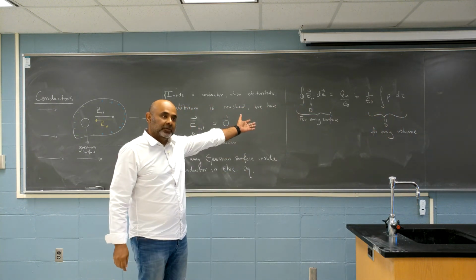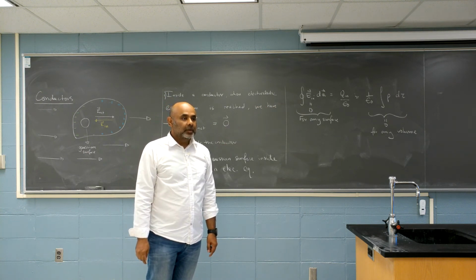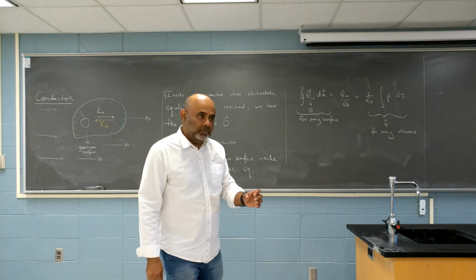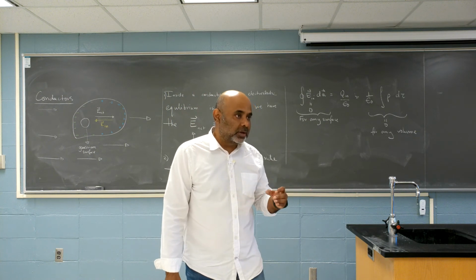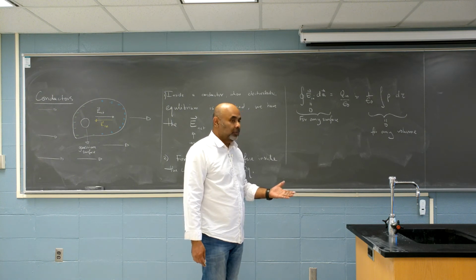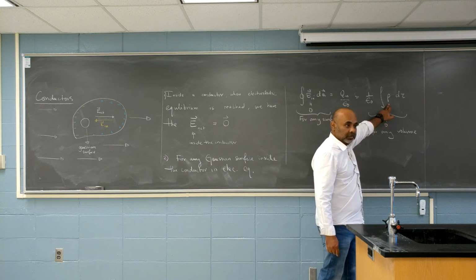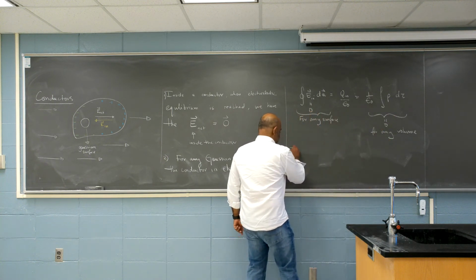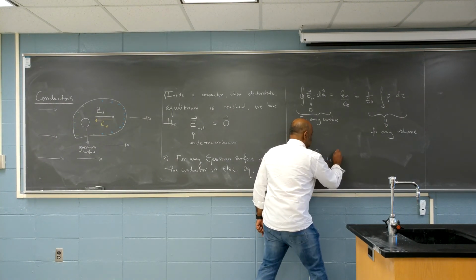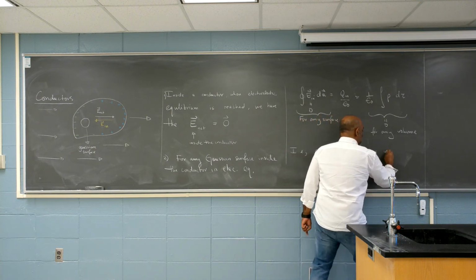Well, if it's true for any surface, that is true for any volume. If the integral of something is 0 for any volume, you can make it as big as you want to or as small as you want to. When can that happen? When the integrand is 0. In this case, what is it? Rho inside the conductor vanishes.